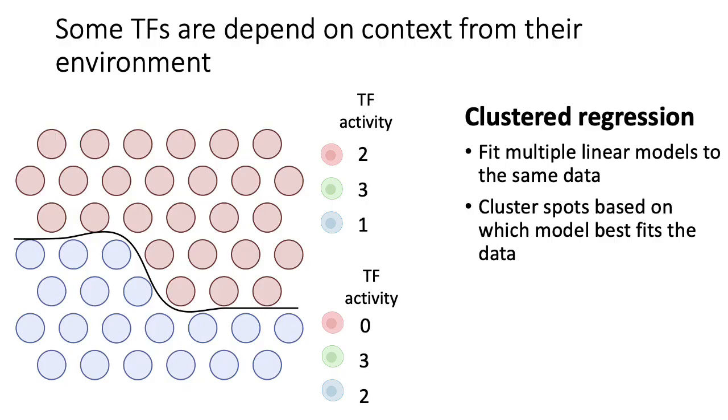When the model doesn't fit the data very well, that tells us there's something else that's driving the variance in transcription factor activity. To better model these TFs, we developed a clustered regression model that finds regions where TF activity is more consistent within cells of the same cell type. It works by simultaneously fitting multiple linear models to the sample and then clustering the spots based off which model fits best.